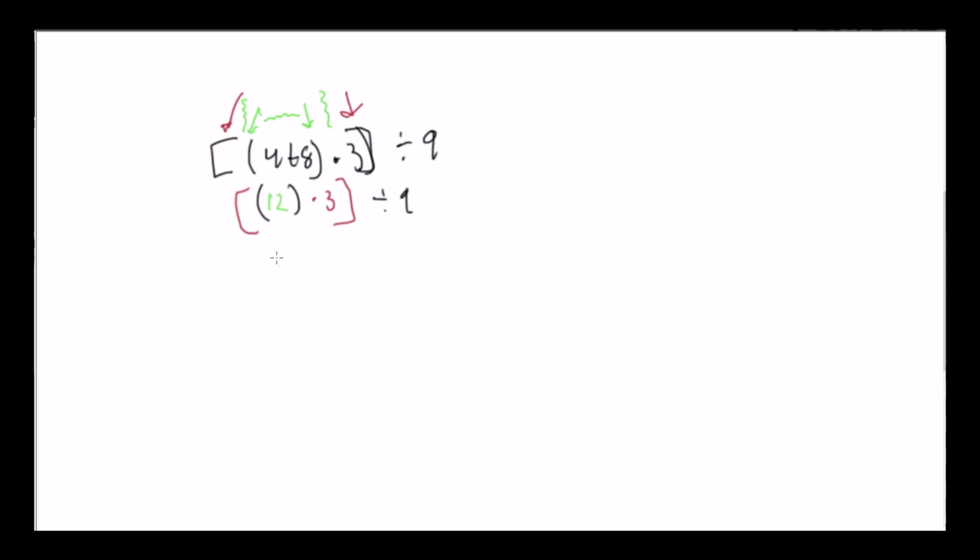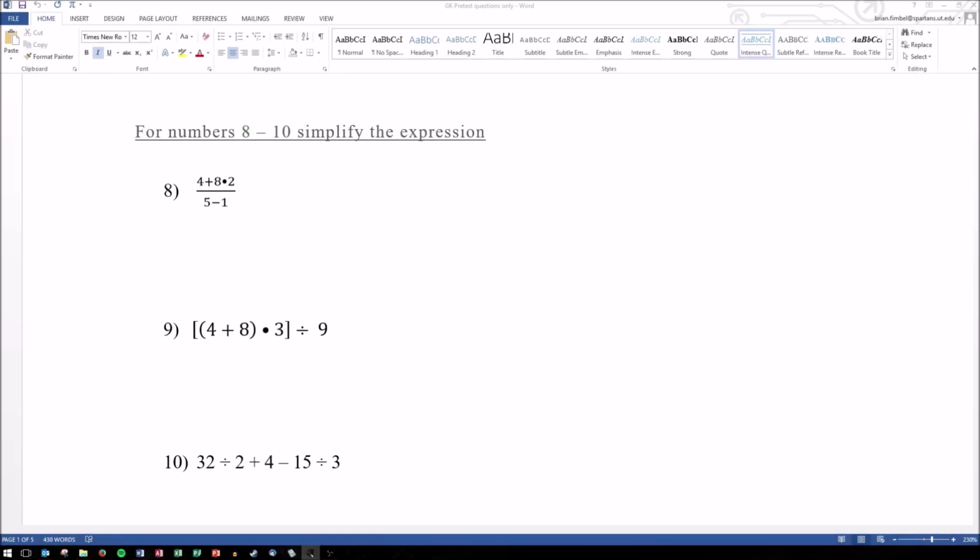So now we have 12 times 3 in these brackets, giving us 36. And we're dividing by 9, giving us 4. That's our final answer. Alright, let's switch back over. We are looking at number 10.